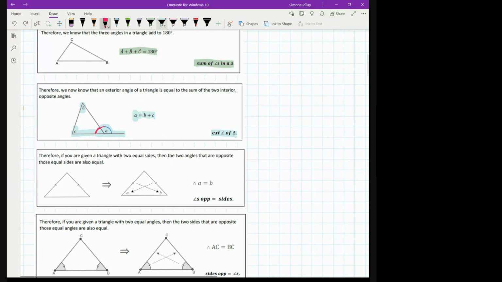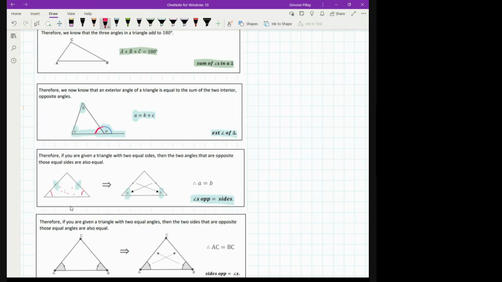The next thing we learned about was angles opposite equal sides. So this is where we have an isosceles triangle, where we have two sides that are equal. And what I said to you guys is that those two equal sides point to a set of angles that are also equal. So whenever you see two equal sides in a triangle, you can assume, because of this rule, that those angles that are opposite those equal sides are going to be equal as well.